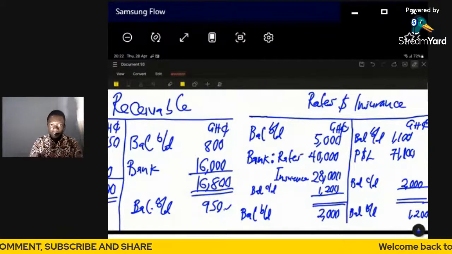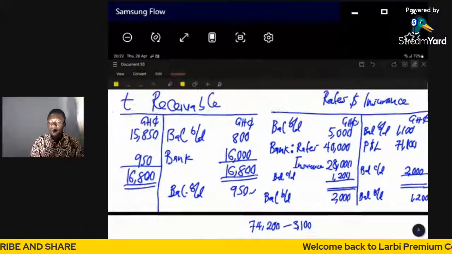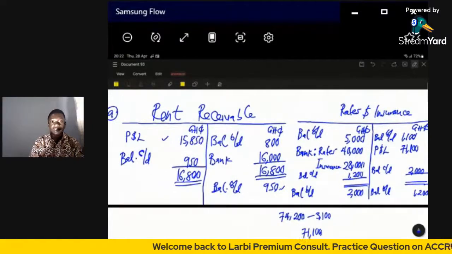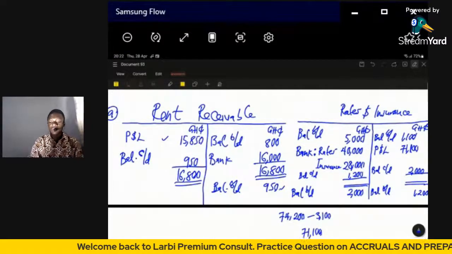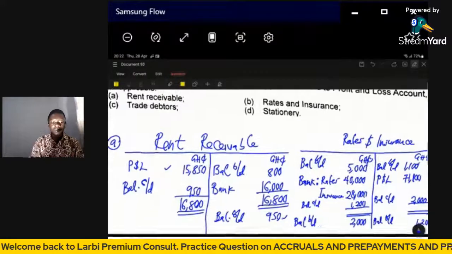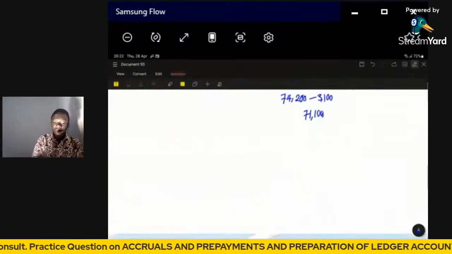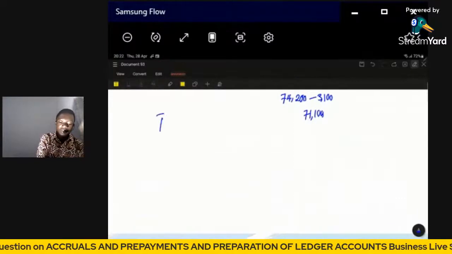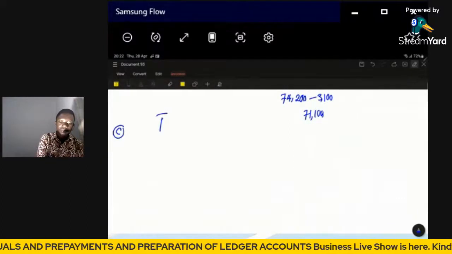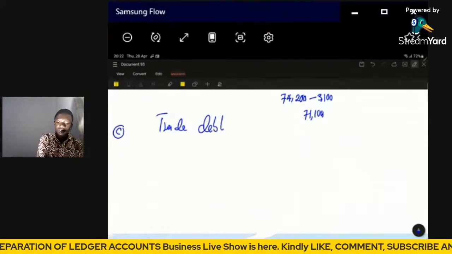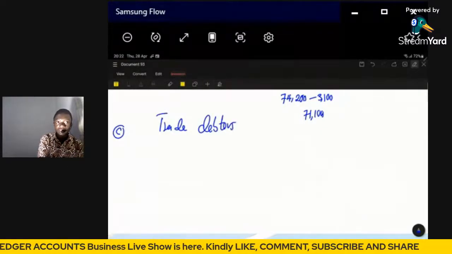So let's do that. So that is for the rate and insurance. Since there's no other question, let's move on to the trade debtors. We're going to open an account for it. So I'm going to have my account for it as trade debtors, or debtors account.